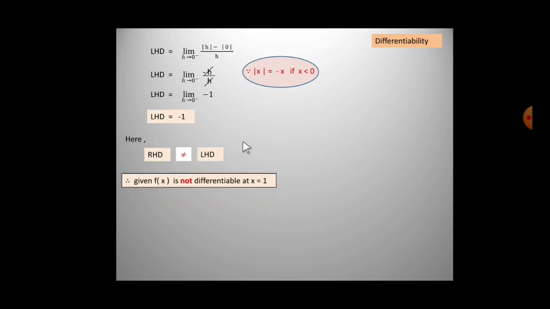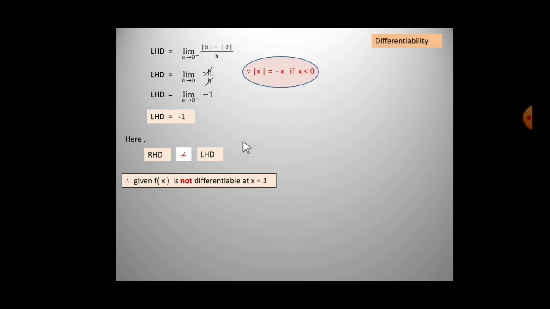So here you can see that left hand derivative and right hand derivative exist, but they are different. That is, 1 is the right hand derivative and minus 1 is the left hand derivative. They are unequal. Therefore what we can say here, the function is not differentiable at x equal to 1.